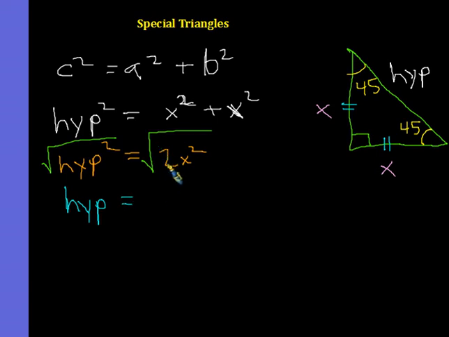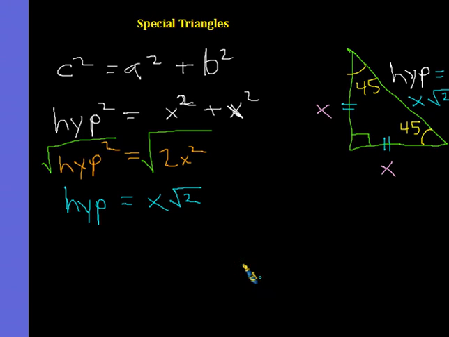Now, something else that hopefully we recall from our study of radicals is that we can break this apart. There's an x squared here inside of a square root. We can go ahead and take that outside. So that's x times square root of 2. So if we want to know the relationship between the hypotenuse and the sides, it's this. It's x times square root of 2. Whatever the length of the side is, we just multiply that by square root of 2, and we get the length of the hypotenuse. That's pretty darn cool.